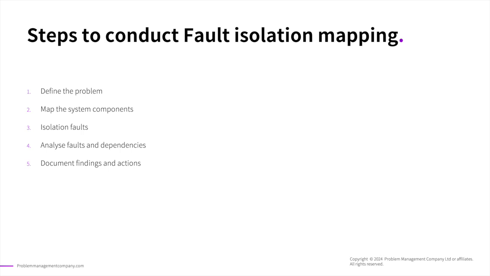Step 5. Document findings and actions. Detailed documentation. Document the fault isolation process, including the tests performed, results obtained, and the final resolution. Share findings. Communicate the findings with the relevant stakeholders and update any system documentation or knowledge bases.